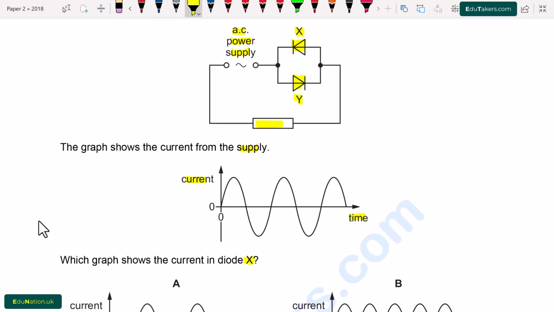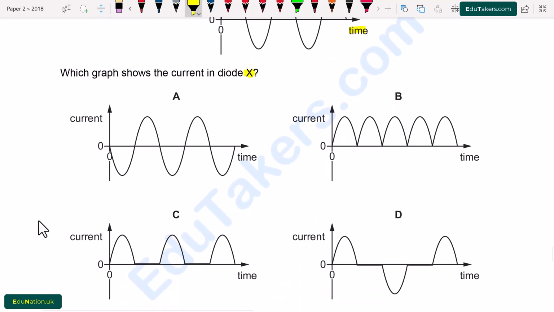Next, when this current passes through the diode, what will be the shape of this current time graph? So a diode is a device that allows the current to flow only in one direction. It means that the current in the other direction is blocked. Now we see the options. Option A, there is also the alternating current, which is incorrect.